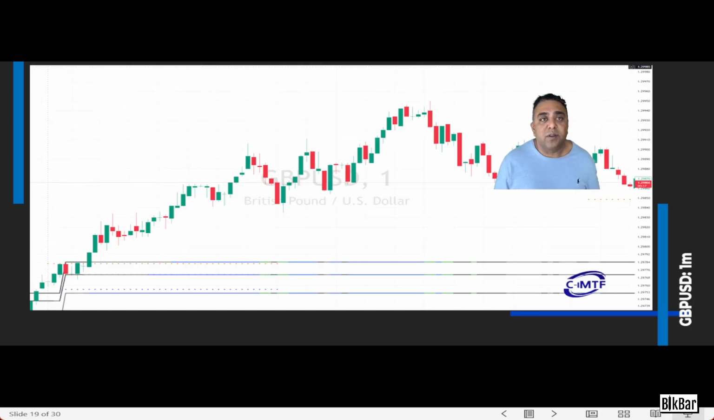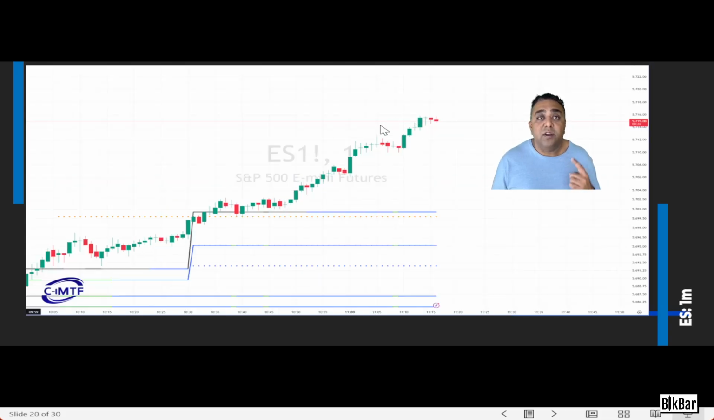This is pound USD on a 1 minute. I wanted to show you it works for any instrument in any time frame. You can see on the 1 minute here, it was going up, consolidated, broke out here, and then took off and went up. And now here's the E-mini S&P 500 on a 1 minute. Same scenario here, was going up, brackets moved, stopped it, broke out, pulled back, held it, boom, there it went up. Okay, so I wanted to show you how CIMTF can help you determine when the reward can stop or it can continue on to the next level.